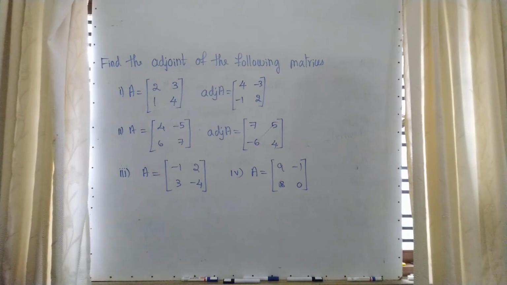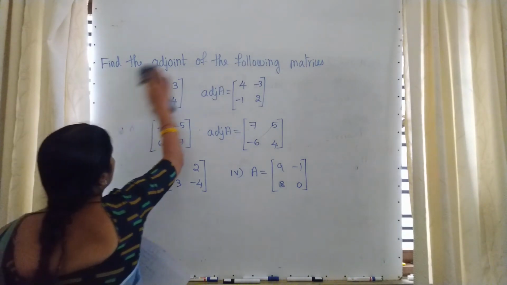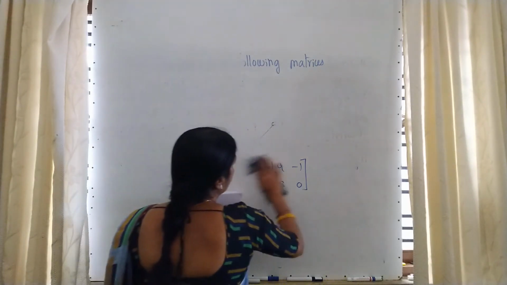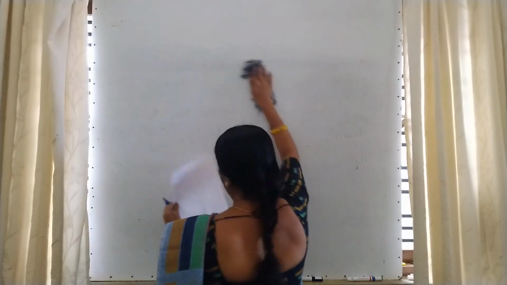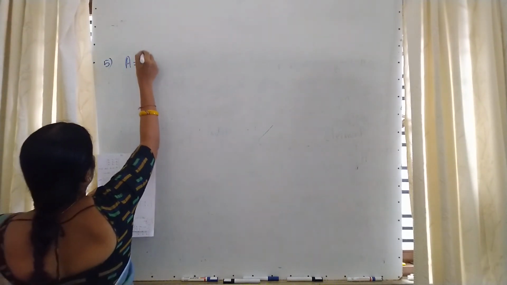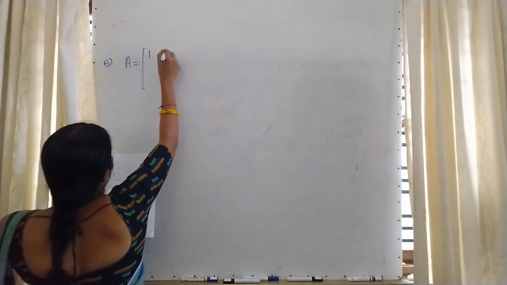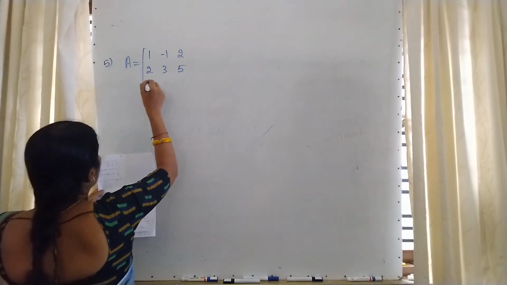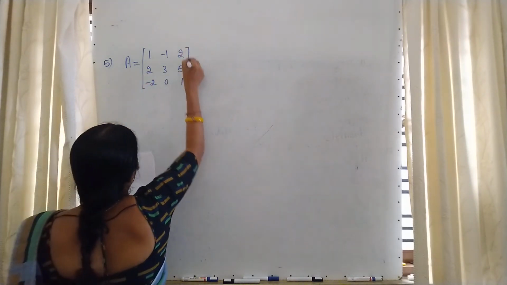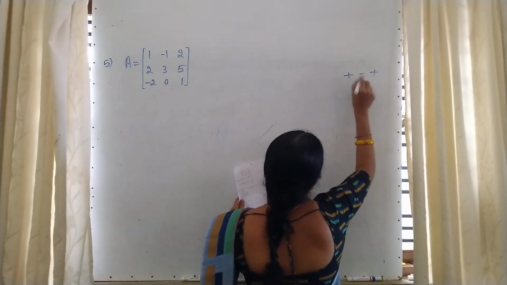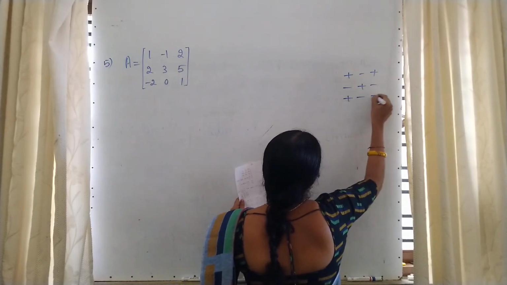Moving to the next question, that is of order 3. Same question. Find the adjoint of the following matrix. If you take a paper and pen and go on writing along with me, you will feel mathematics is very easy. So for your reference, the sign table is plus minus plus, minus plus minus, plus minus plus.